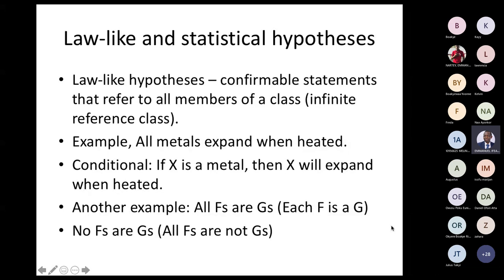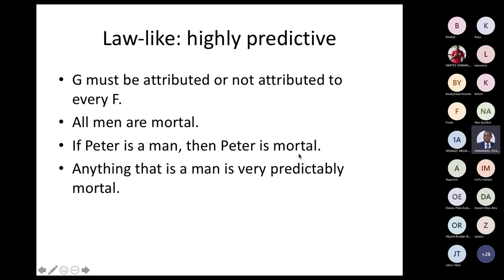Another example, all Fs are Gs. That means each F is a G. No Fs are Gs. It means all Fs are not Gs. Now, law-like is highly predictive. That's why we call it law-like. G must be attributed or non-attributed to every F.